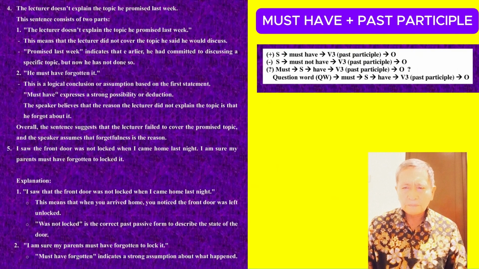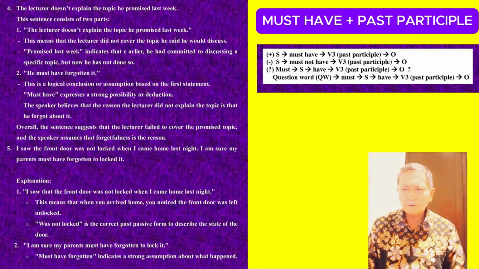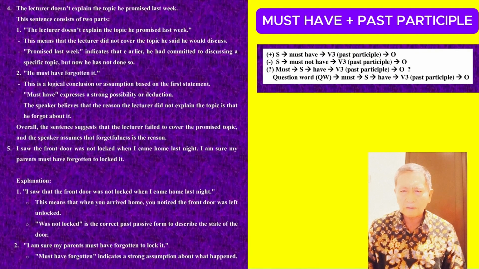The speaker believes that the reason the lecturer didn't explain the topic is that he forgot about it. Overall, the sentence suggests that the lecturer failed to cover the promised topic, and the speaker assumes that forgetfulness is the reason.